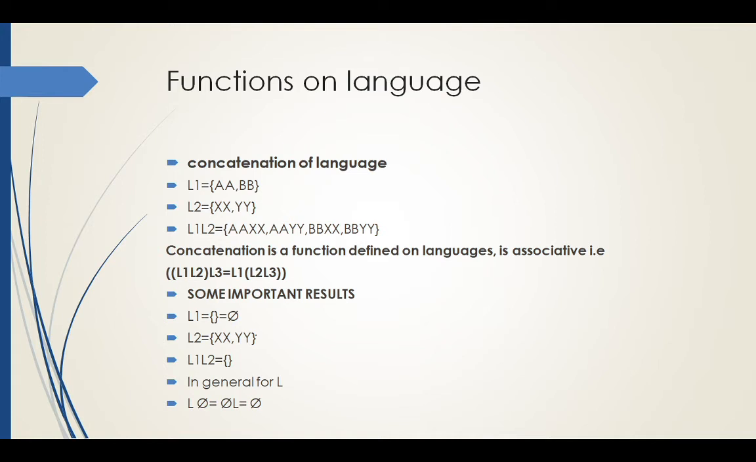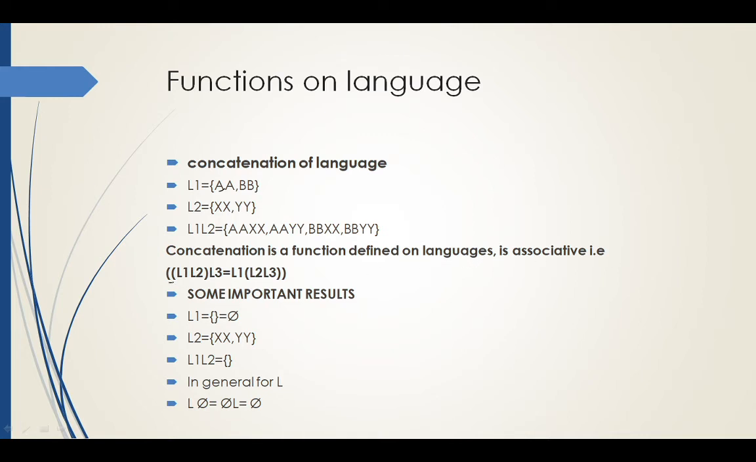Next, as I said, languages are sets, so I can perform different functions on languages. The first function is concatenation of languages. Here two languages are there. For example, L1 has two strings, A and B, and L2 has the strings XX and YY. When I concatenate, every element of L1 is concatenated with all the elements of L2. So I get AXX, AYY. Next, when I take the second string of L1, I must concatenate it with every string of L2. So what do I get? BXX, BYY.